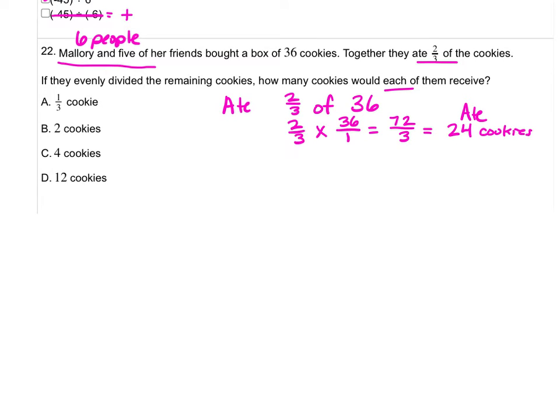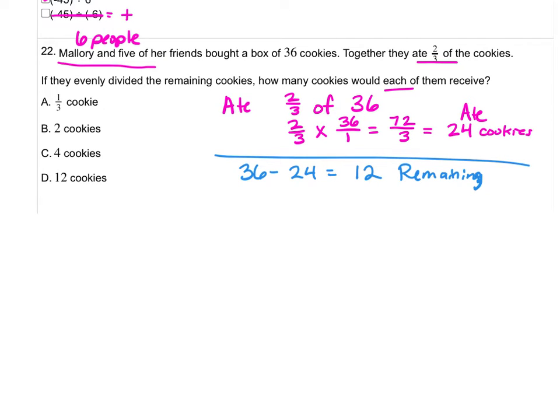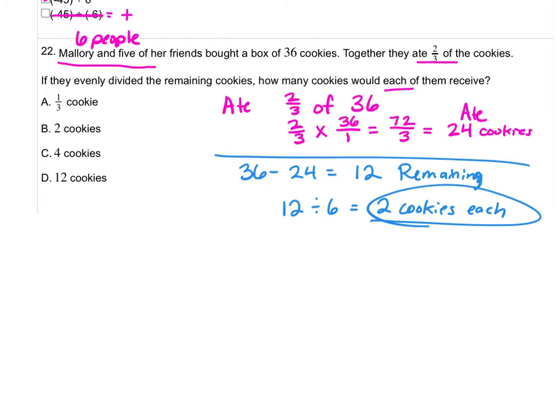Now, if they evenly divide the remaining cookies, how many would each receive? Well, 36 minus 24 equals 12 remaining. And we're dividing this among 6 people. So 12 divided by 6 equals 2 cookies each. Answer choice B.